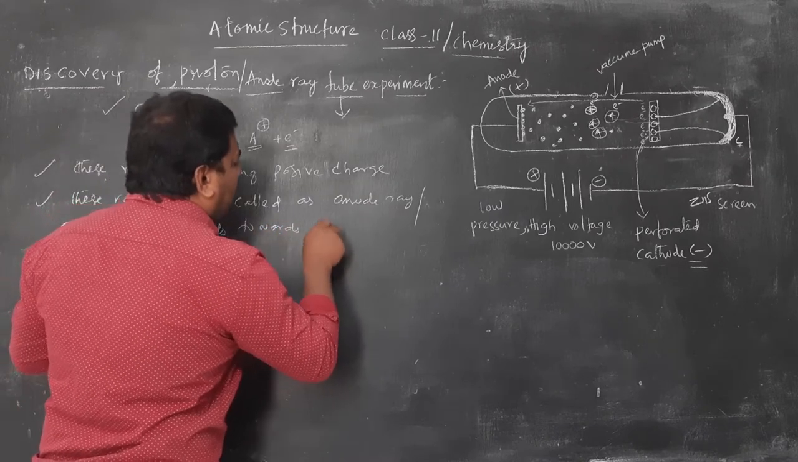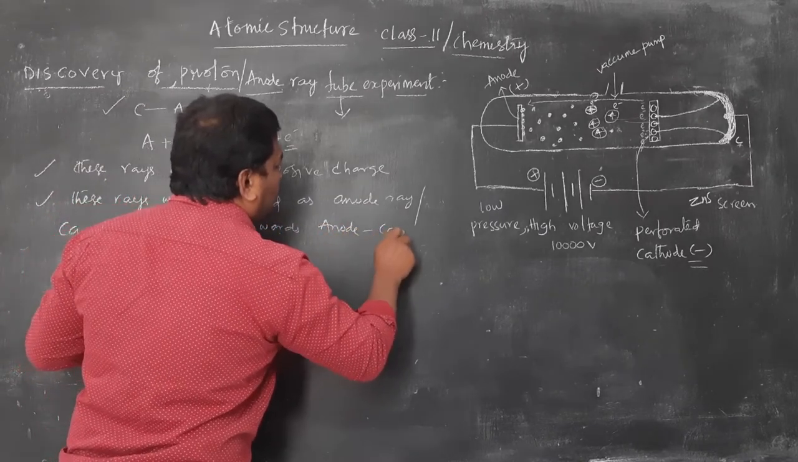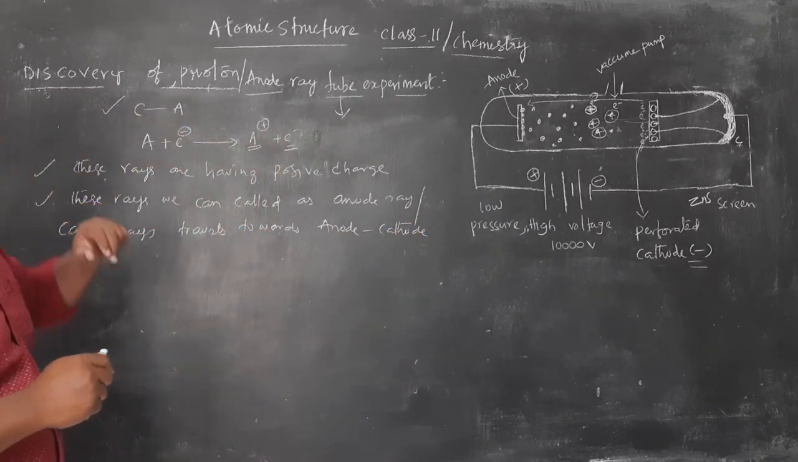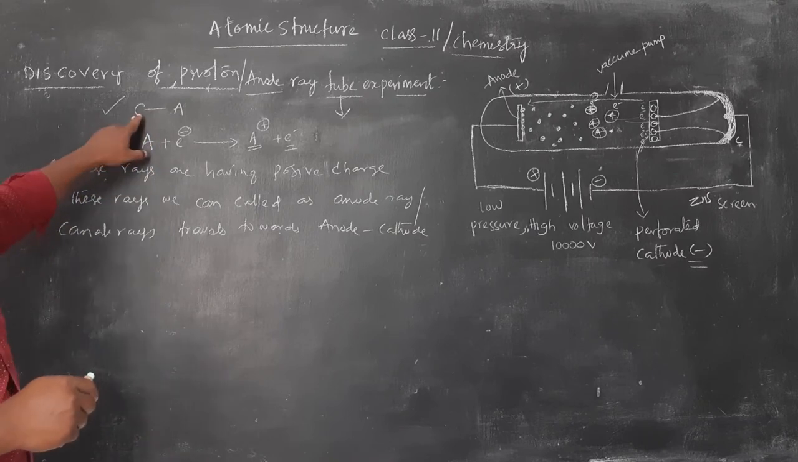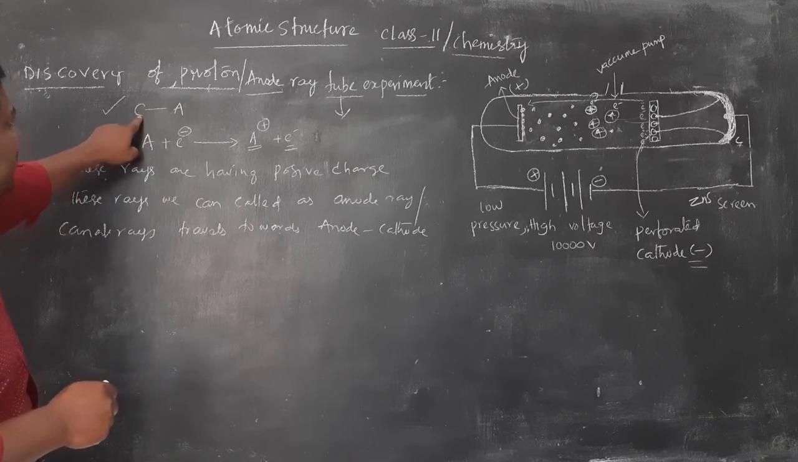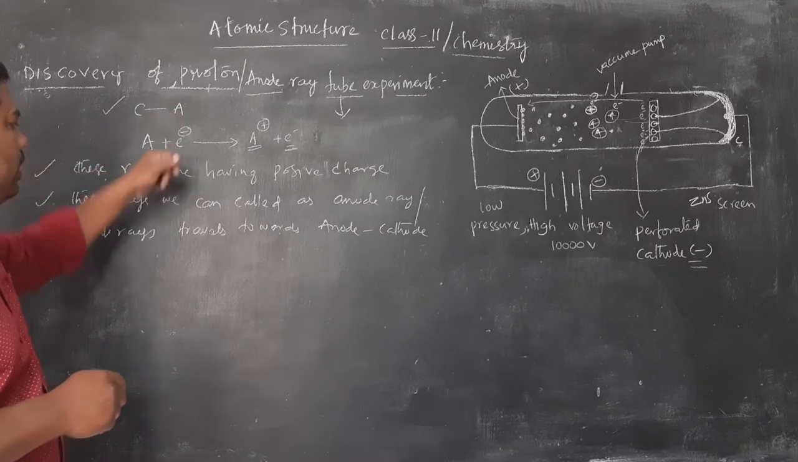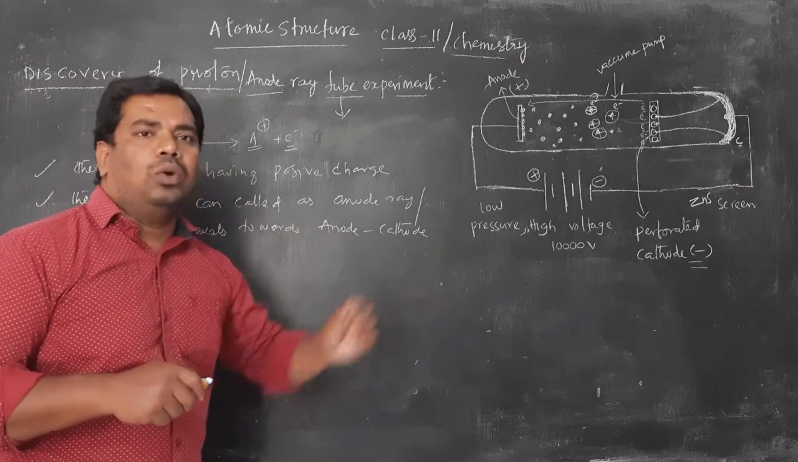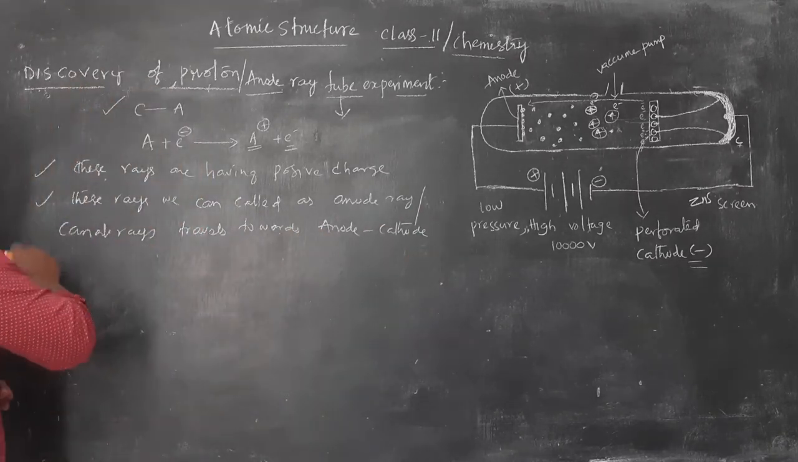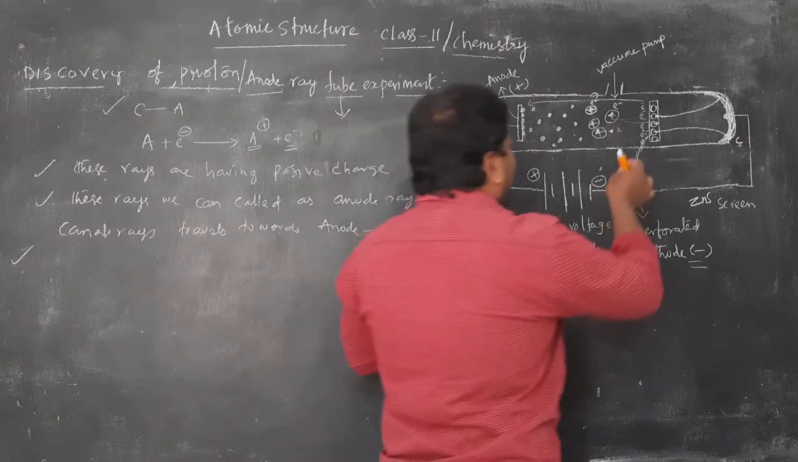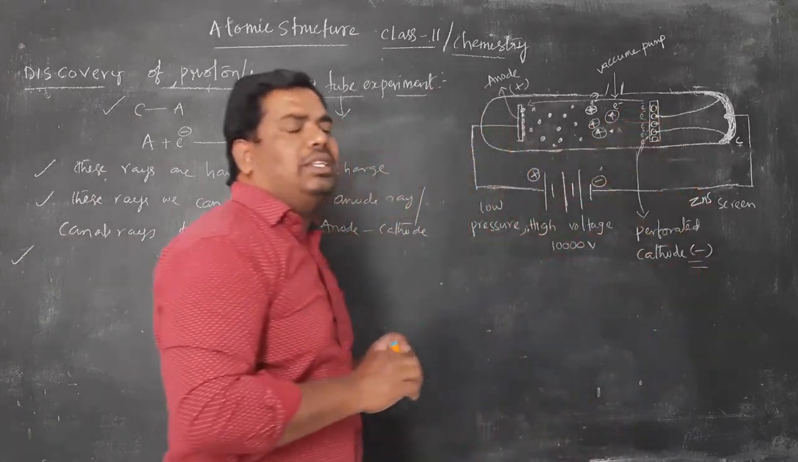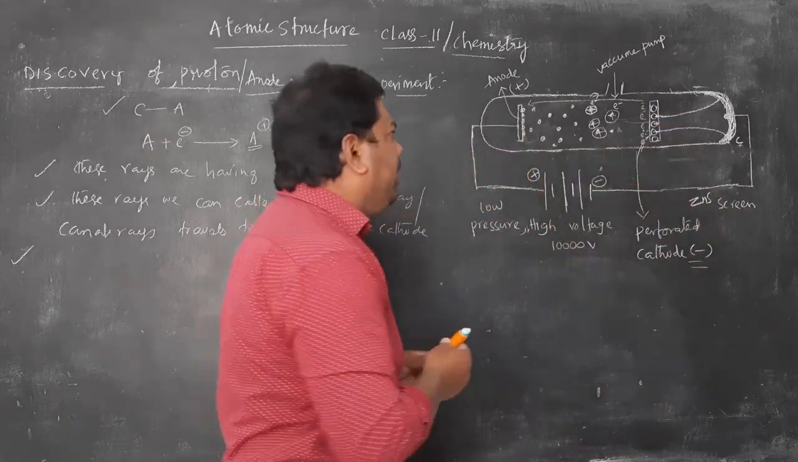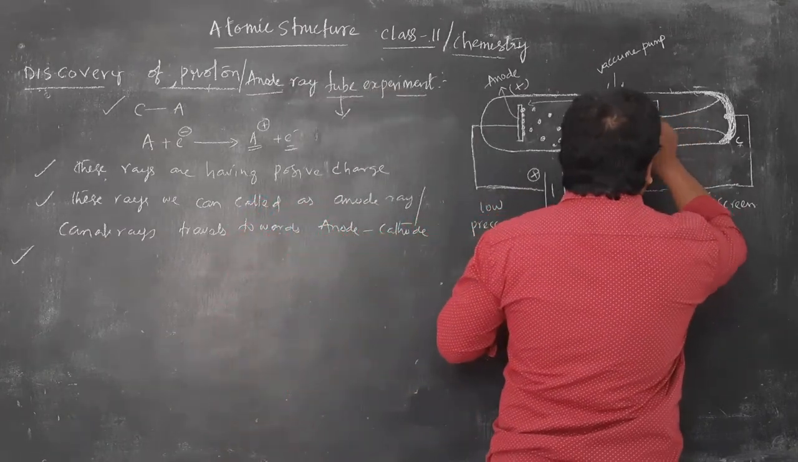So these canal rays travel from the anode to the cathode. Here the direction is reverse to the J.J. Thomson experiment. In the J.J. Thomson experiment, the electrons travel from the cathode to the anode, but here these positively charged particles move from the anode to the cathode. Clear, student? Right.